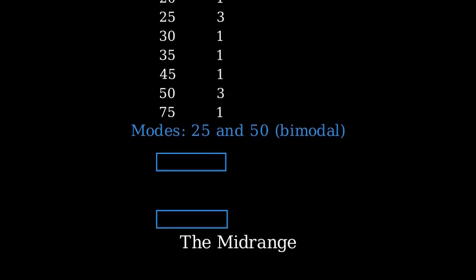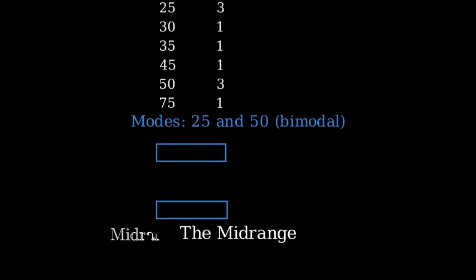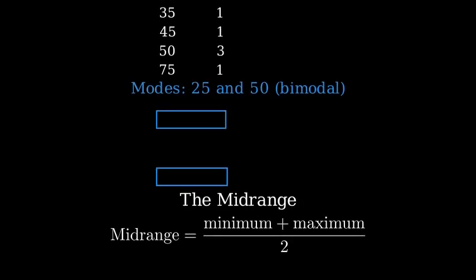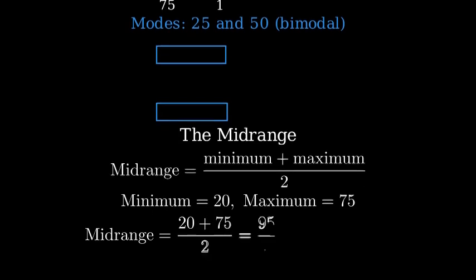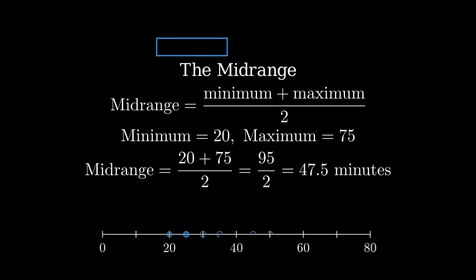Our final measure of center is the mid-range. The mid-range is the average of the minimum and maximum values in the data set. It's found by adding the smallest and largest values, then dividing by 2. Let's calculate the mid-range of our wait time data. The minimum value is 20 minutes, and the maximum value is 75 minutes. The mid-range is 20 plus 75 divided by 2, which equals 47.5 minutes.